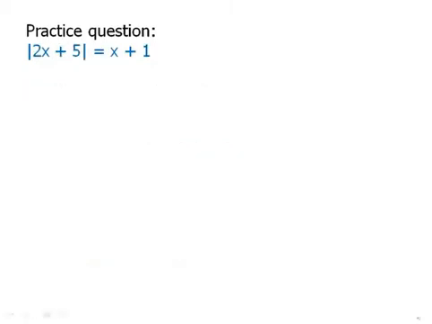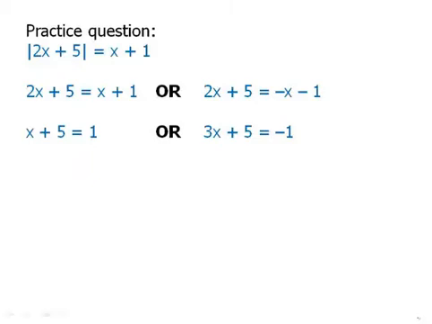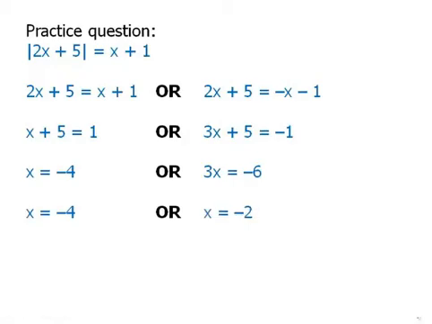Here's another practice question. Pause the video and then we'll talk about this. So we can go directly to the OR equation. The thing inside, 2x plus 5, either equals x plus 1 or equals x plus 1 multiplied by a negative sign. We'll group the x's on one side. We'll subtract the 5. Then we have to divide by 3 in the second equation. So we get x equals -4 or x equals -2.